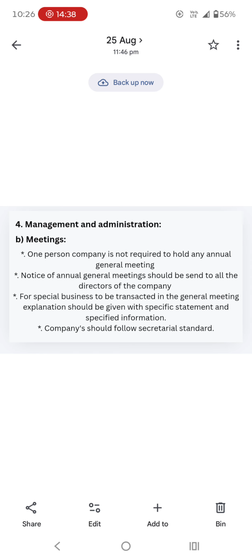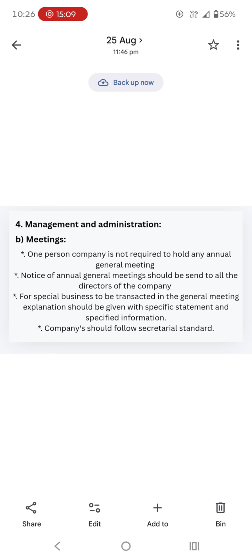Second one is meetings. A one person company is not required to hold any annual general meeting. Obviously in a one person company, it is run by only one person, so there is no need to prepare an annual report to show to the shareholders or board of directors. So a one person company is not required to hold any annual general meeting.